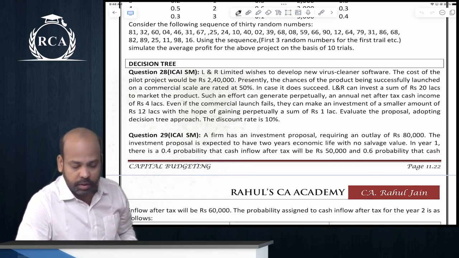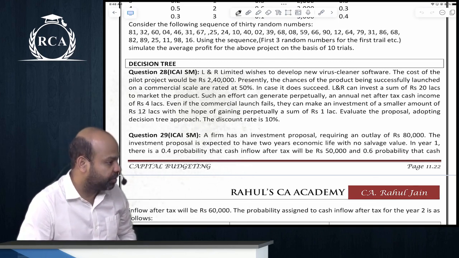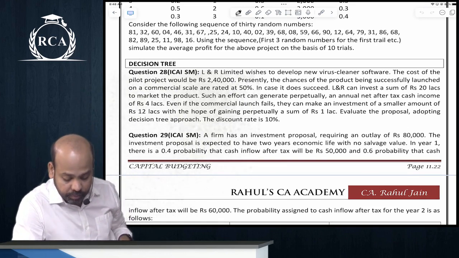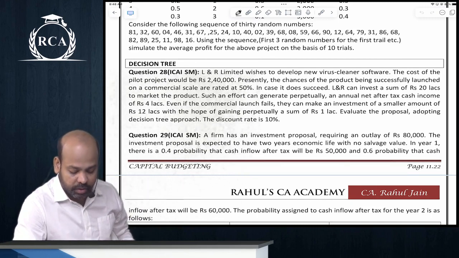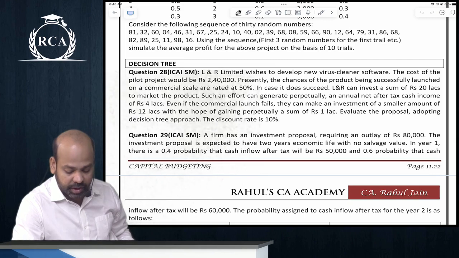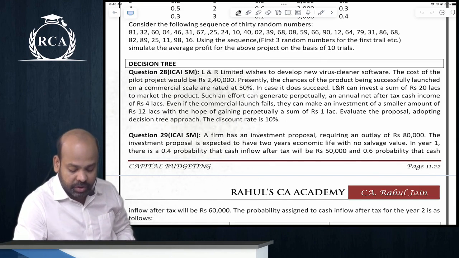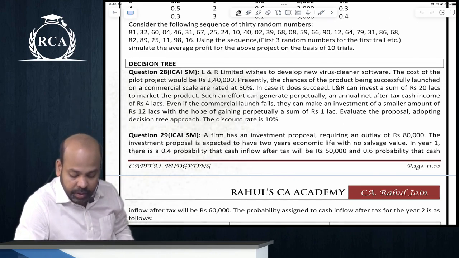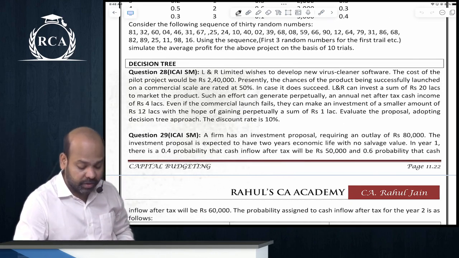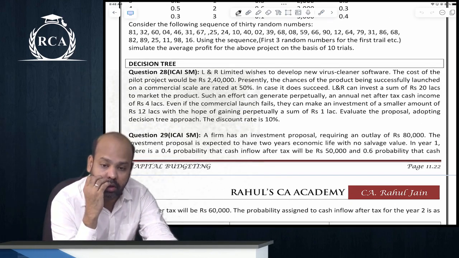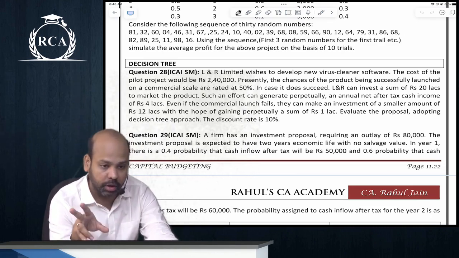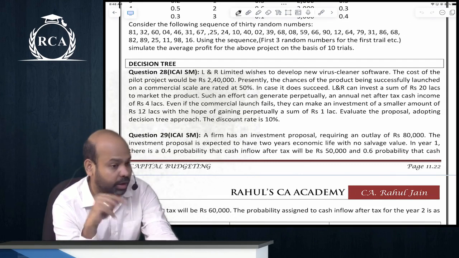There's a 50% chance that the project may succeed, 50% chance that the project may fail. In case it succeeds, L&R can invest a sum of rupees 20 lakhs to market the product. Such an effort can generate perpetuity and annual net after-tax cash income of rupees 4 lakhs. In case the commercial launch fails, they can make an investment of a smaller amount of rupees 12 lakhs with the hope of gaining perpetually a sum of rupees 1 lakh. Evaluate the proposal adopting the decision tree approach. Today you have a decision to make. What is that? Either put in that 2,40,000 or not. If you do not put in that 2,40,000, end of decision tree.